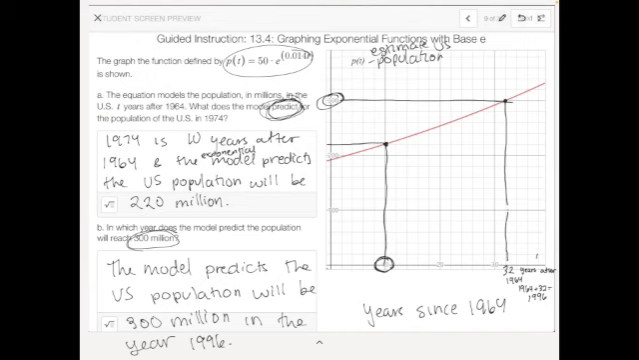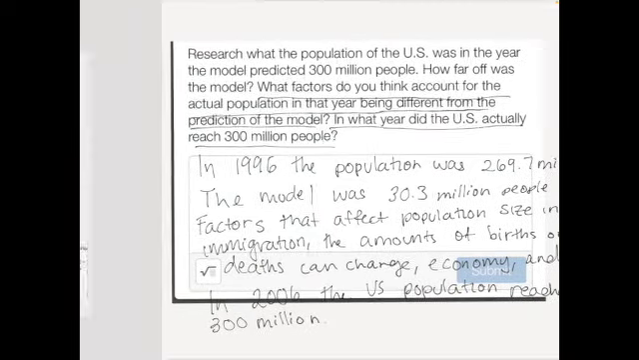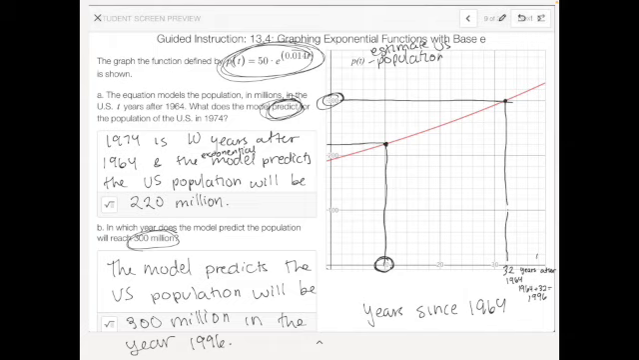When they created this exponential model in 1964, they based that model off of things happening in 1964. The factors that were in play in 1964, the economy, the wars, all of that. But those factors can change over time, like we just talked about. Those changes in factors may be more relevant or less relevant. So this exponential function is more accurate closer to 1964. As we get further away, it's going to be less accurate.